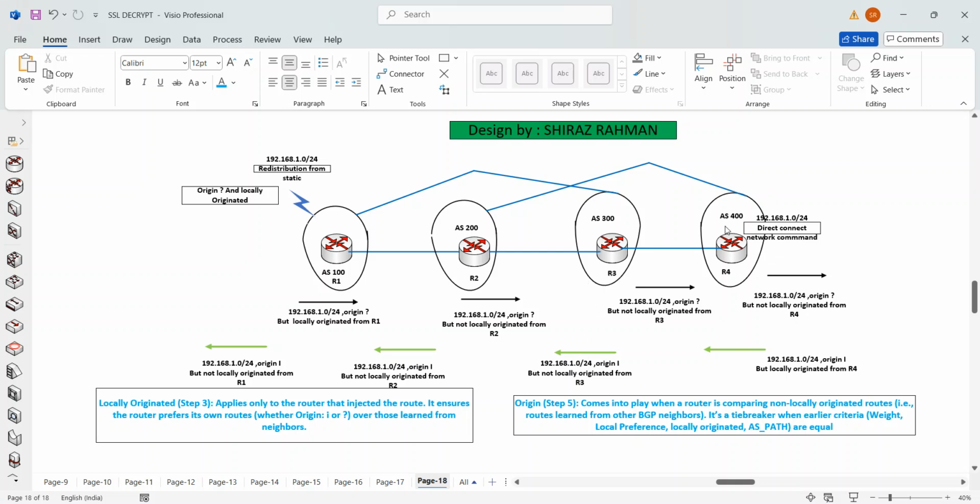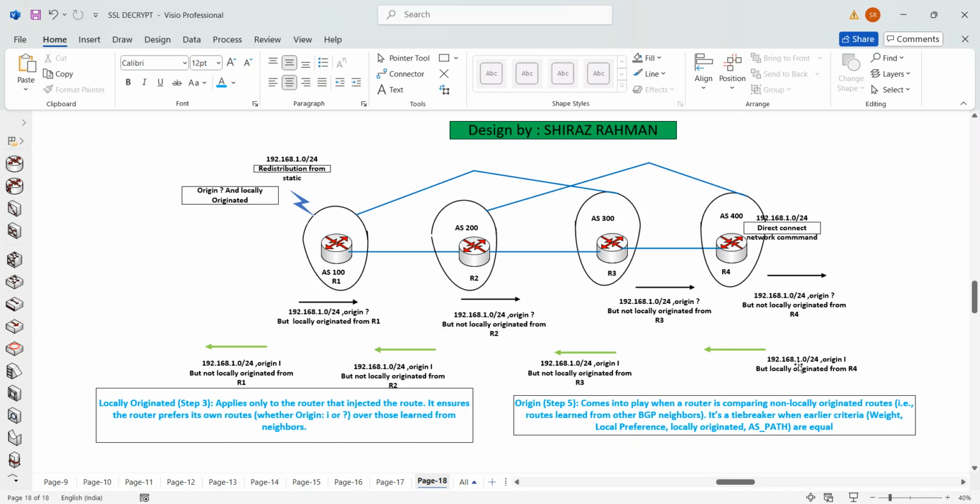Okay, now next goes over here to R4. On R4 we have two routes. One is locally originated, the other is not locally originated. So it doesn't matter whether it's a question mark or I. It will just install this green route because that's locally originated. So that is the concept of locally originated and origin. We should not get confused on this.